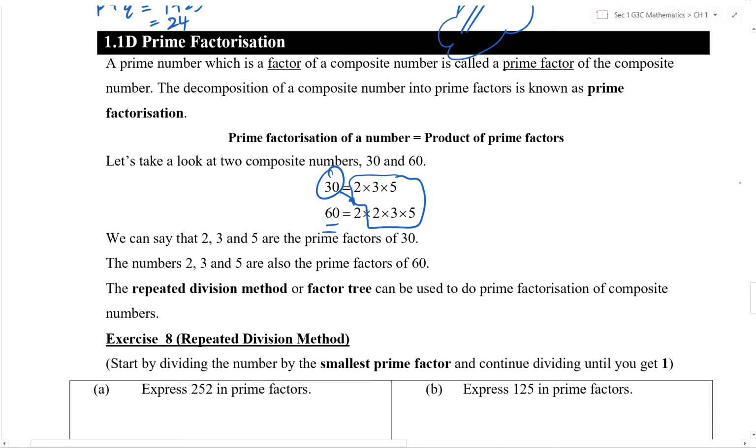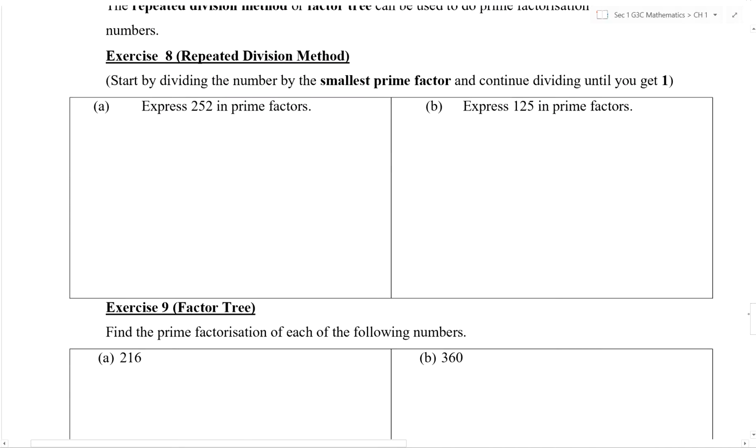There are 2 methods that we can do this. I'm going to show you both methods, but I'll let you decide which is your preferred method, okay? And you might find it familiar also. So let us start with exercise number 8. It is repeated division. So first we write 252, and we do this. Have you seen it before? Yeah, I think you've seen it before also. And what is our next step?